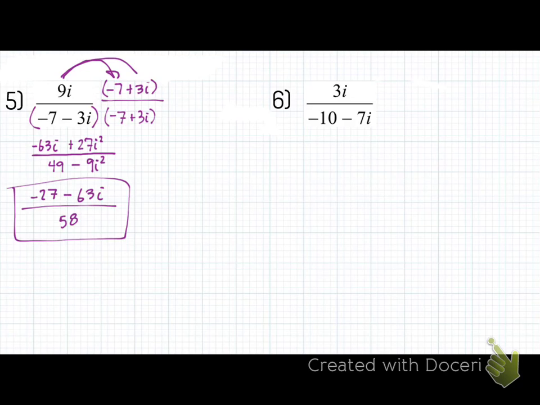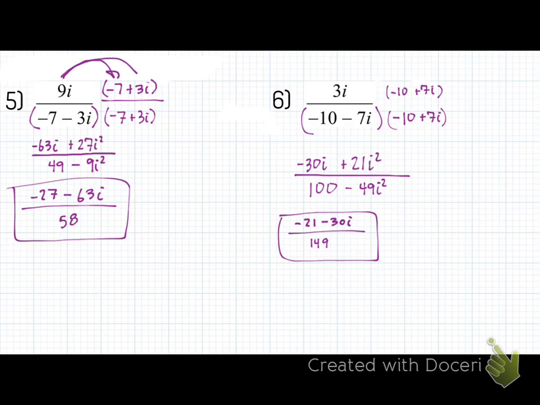Go. All right, so here we go. Your answer should be the following. I walked around and looked at some of your iPads, so here we go. Your answer should be the following here. Negative 21 minus 30i over 149. Okay, turn to your neighbors, talk about where you made a mistake, or if you did it right, tell them, I did it right.